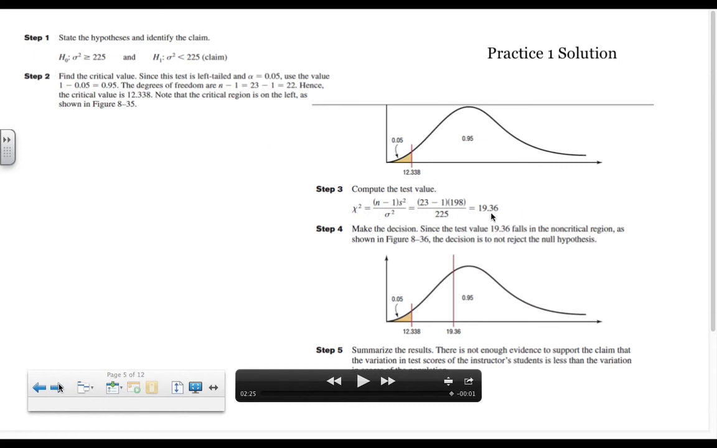When I compute it, I get 19.36, which is greater than 12.388, so I cannot reject the null hypothesis.